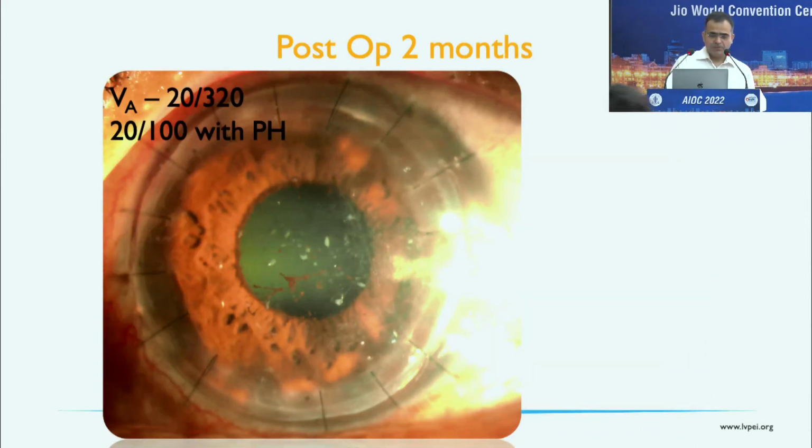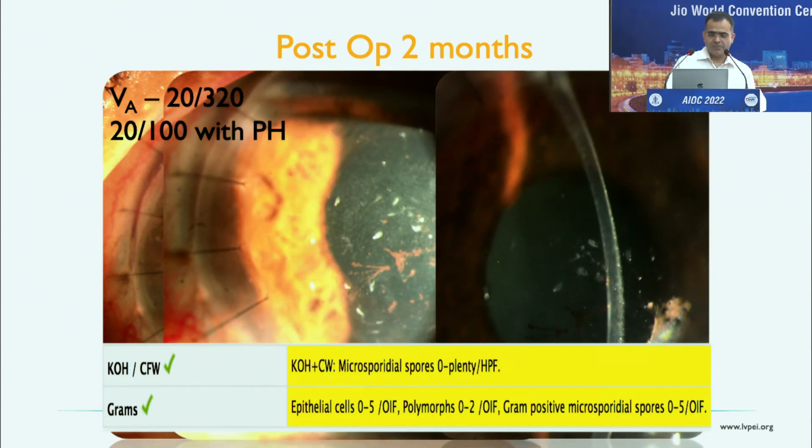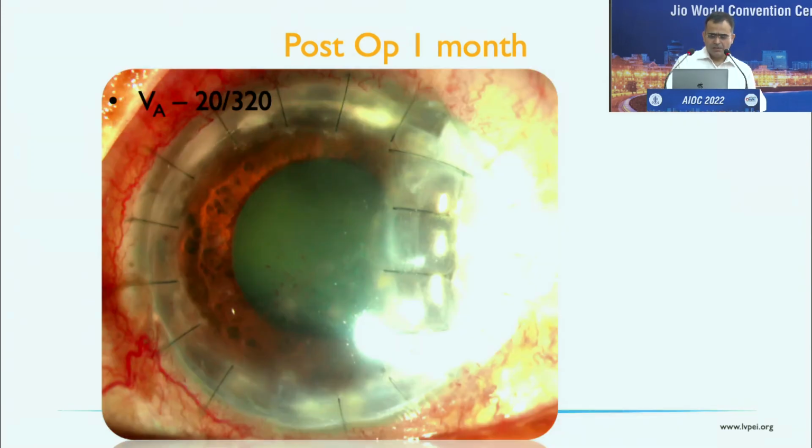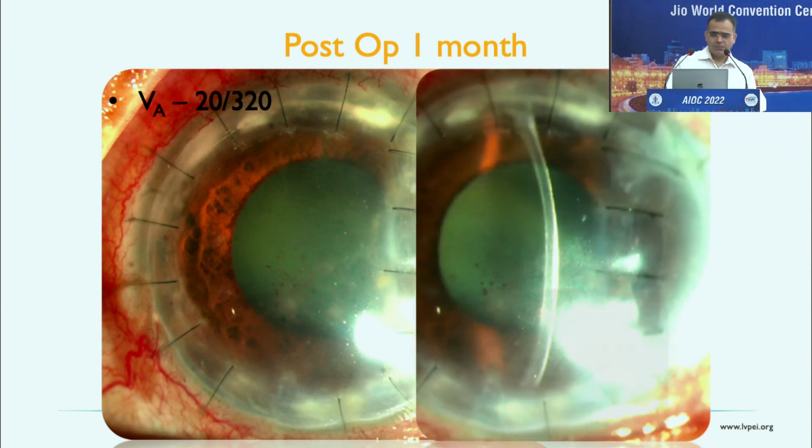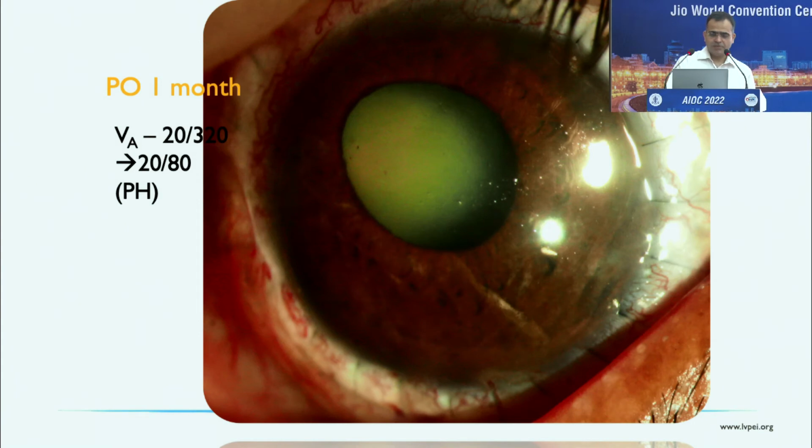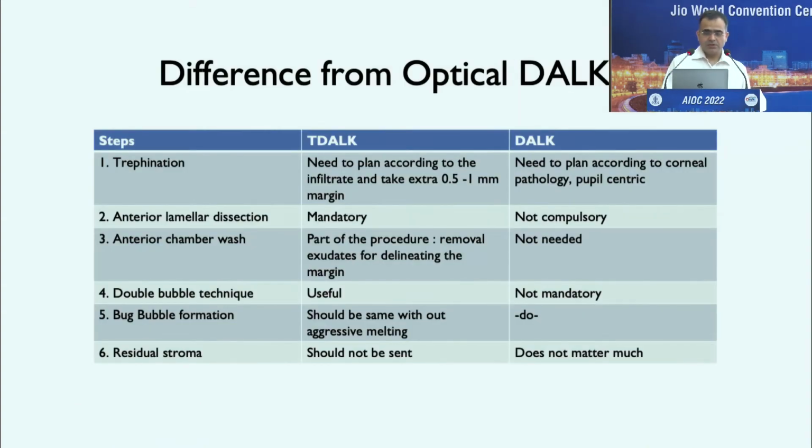And we performed DALK, and it came out to be interface debris or sort of pigments, suspected initially inflammation, but came out to be a recurrence of microsporidia. Again, performed the PK, and somehow could manage to save the eye. But this is not only one case, 2 cases, and literature also supports not to perform DALK. So with that, I would suggest not to go for DALK in microsporidia.